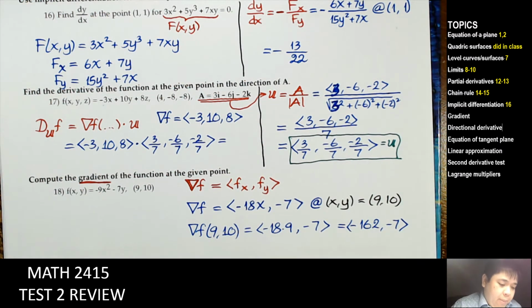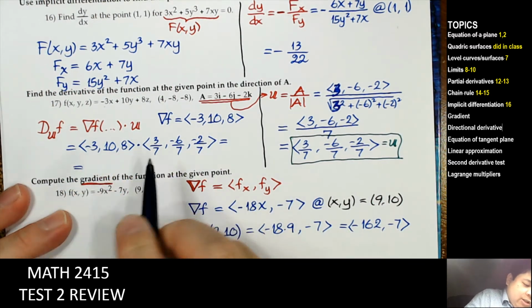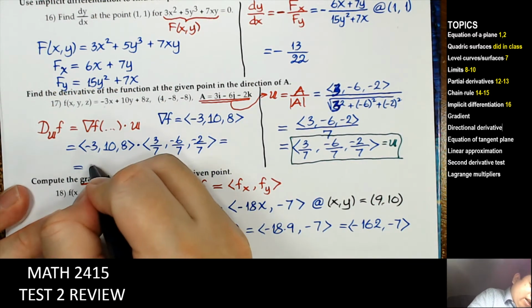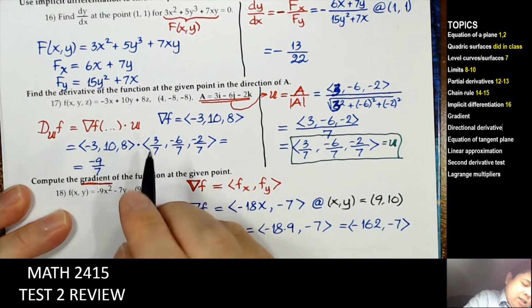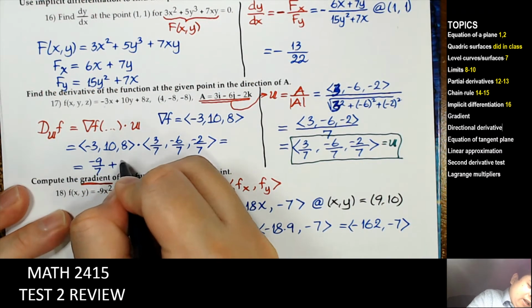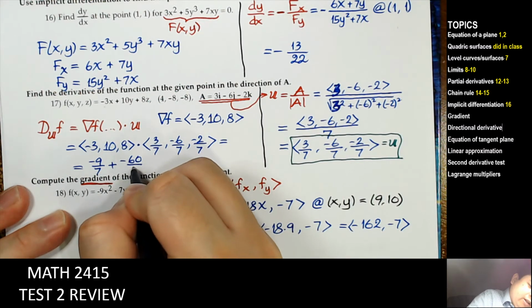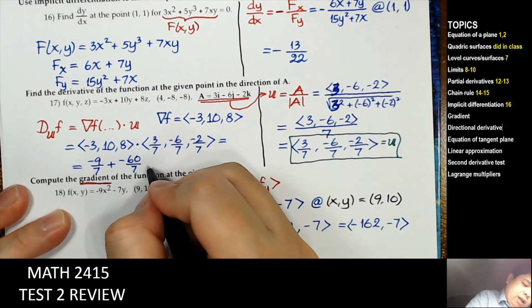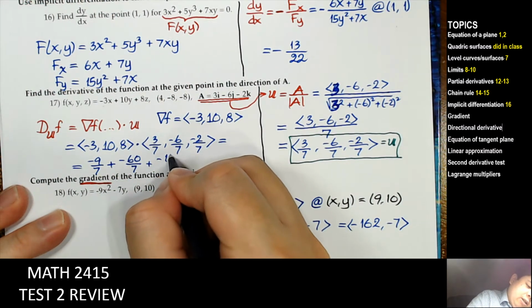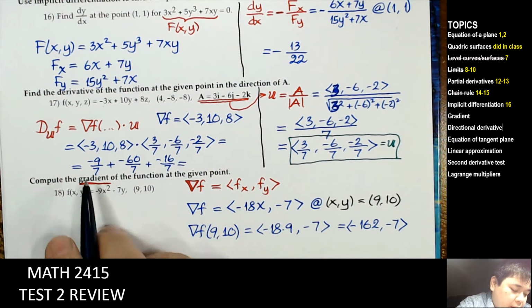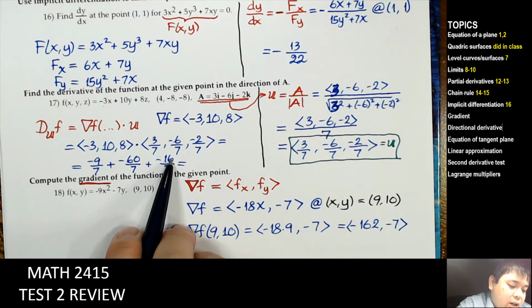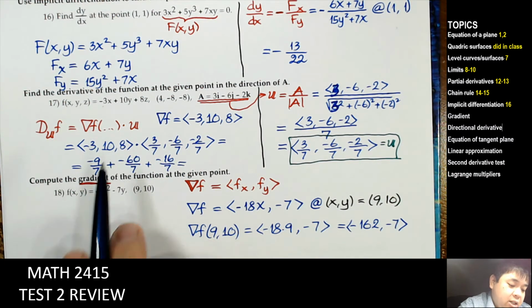Alright, so that gives us -3 times 3, that's -9 over 7, 10 times -6, -60 over 7, and -16 over 7. -9, -16 is -25, and -60 is -85, so over 7.